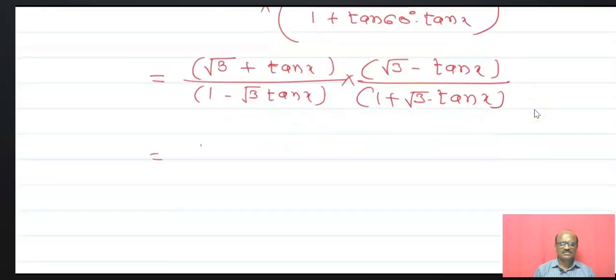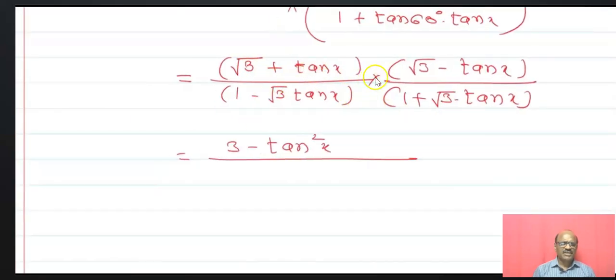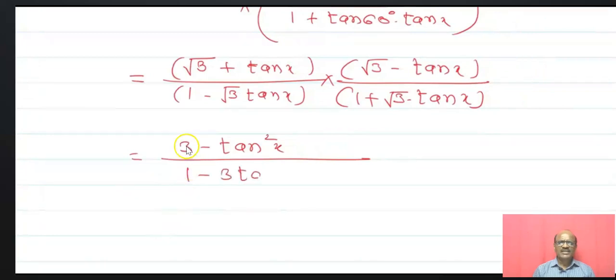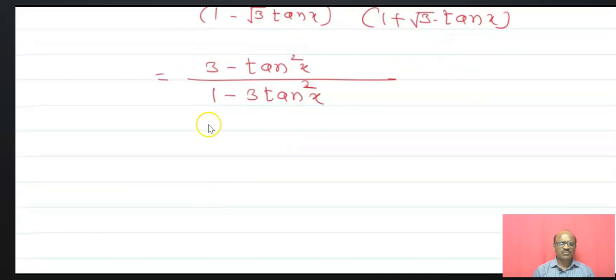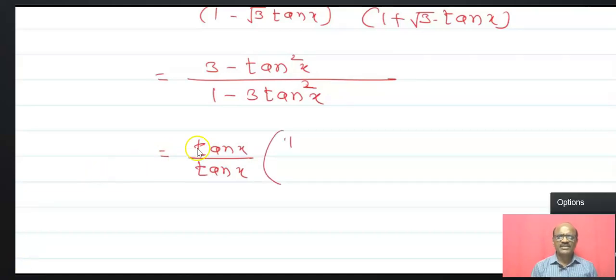Now their multiplication. What is the multiplication? a plus b, a minus b. Then you will get a square minus b square, that is 3 minus tan square x upon 1 minus 3 tan square x. Now this is a very important step here. To the numerator and the denominator we are multiplying tan x upon tan x. And after the multiplication you will get 3 tan x minus tan cube x upon 1 minus 3 tan square x. And that is nothing but tan of 3x. And this divided by tan x, it comes on the left hand side and it becomes tan x into tan of 60 plus x and tan of 60 minus x, and that equals tan of 3x. This is a very important formula.